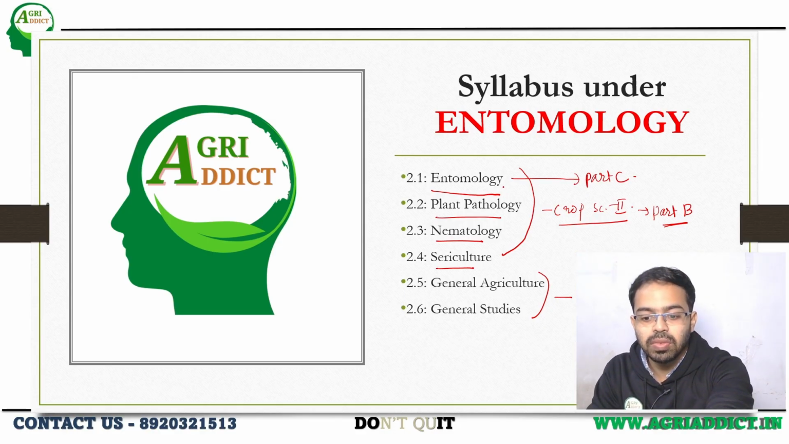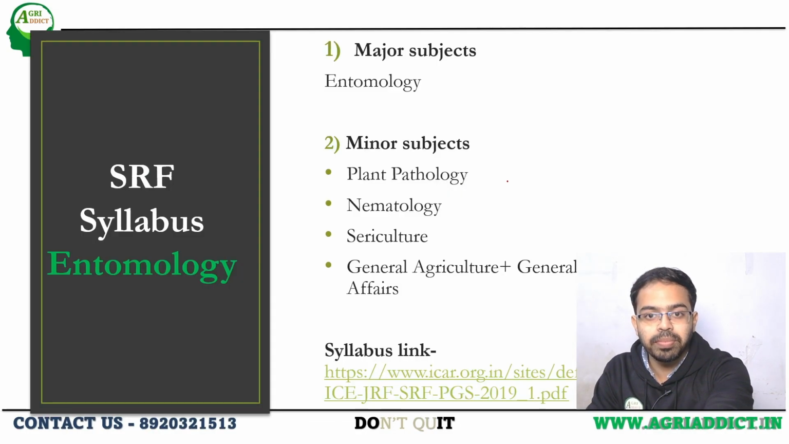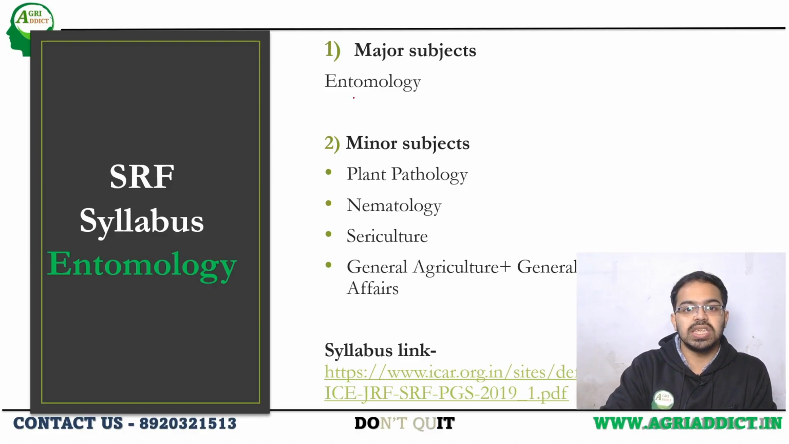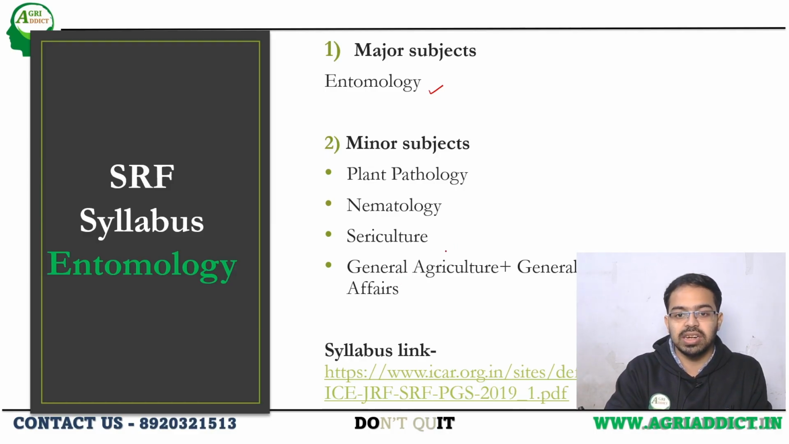So let us see what the syllabus is. Entomology is the major subject; plant pathology, nematology, sericulture, general agriculture, general studies and current affairs will all be the minor subjects. The syllabus link is given over here. However, it will also be given in the description box, so you can download it and check it accordingly.